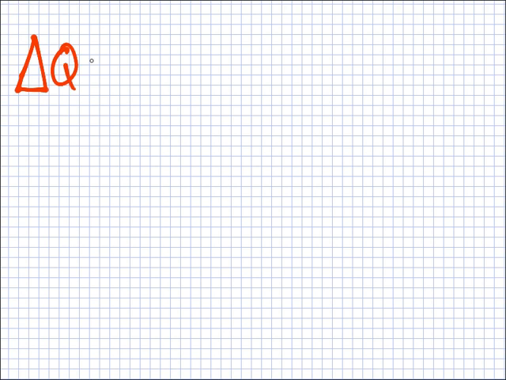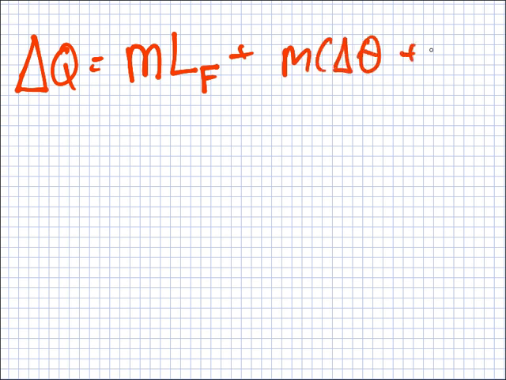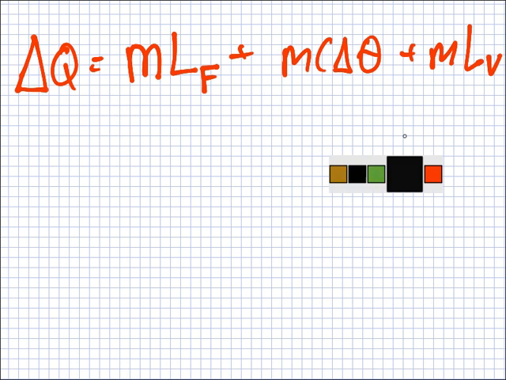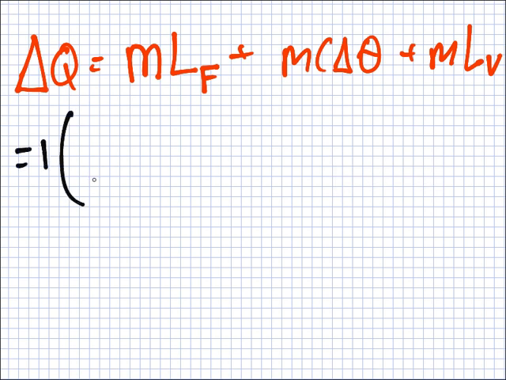The total energy needed. First, we have to do the fusion, solid to liquid. So that's fusion. I'll just write F here. And then we need the MC delta theta. And then we need the ML vaporization. So what's the M here? It's 1, isn't it? And fusion is 334 kilojoules.